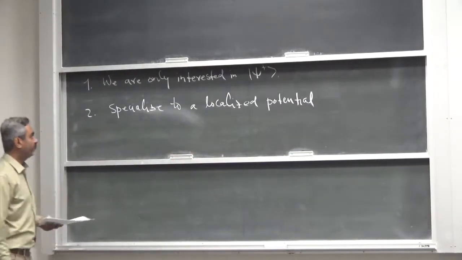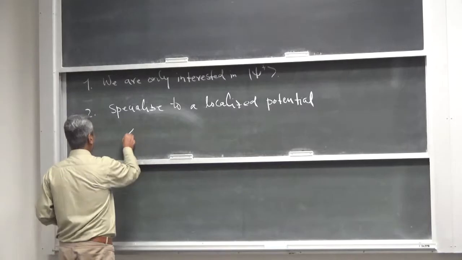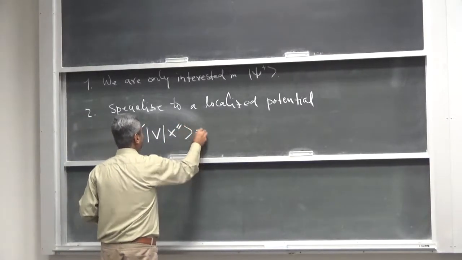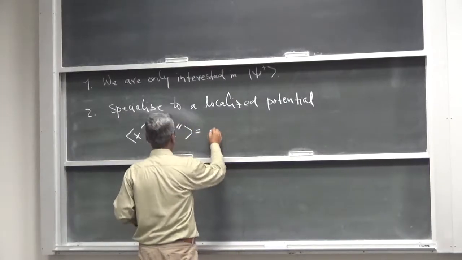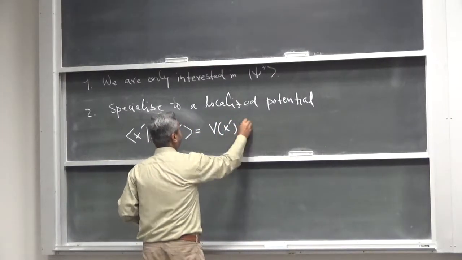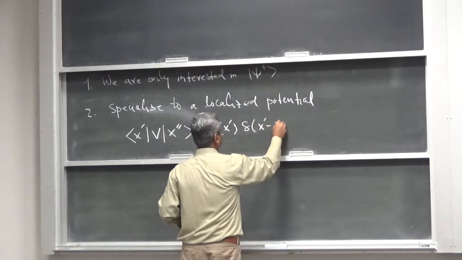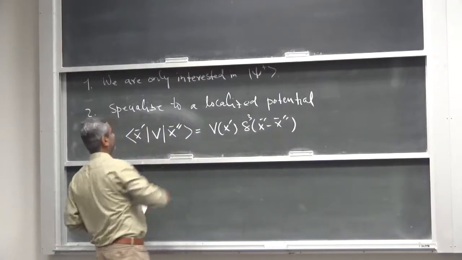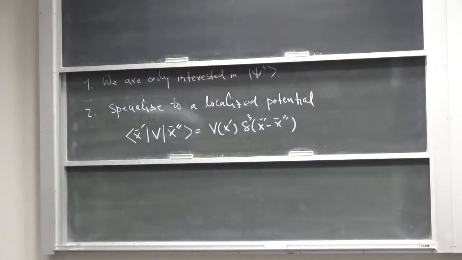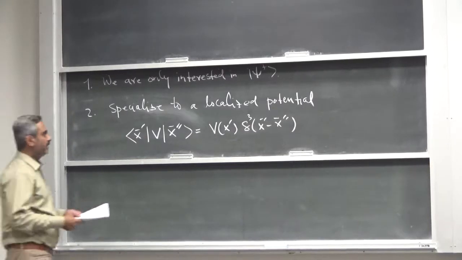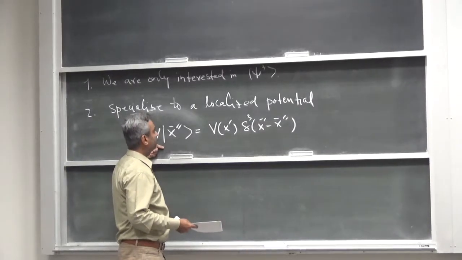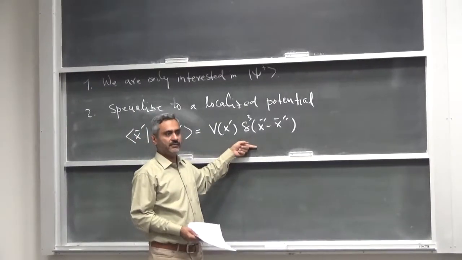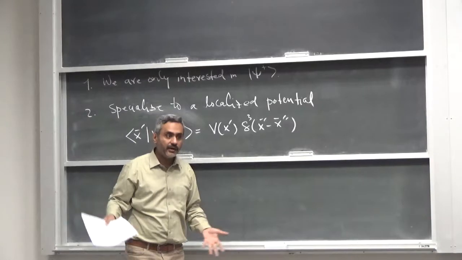Right? What does it mean, localized potential? What it means is that we want this thing to be equal to V of x prime delta of x minus x, delta q. Right? What it means is that when you are being scattered, you only feel the potential where you act, and you don't feel the potential from a whole neighborhood.